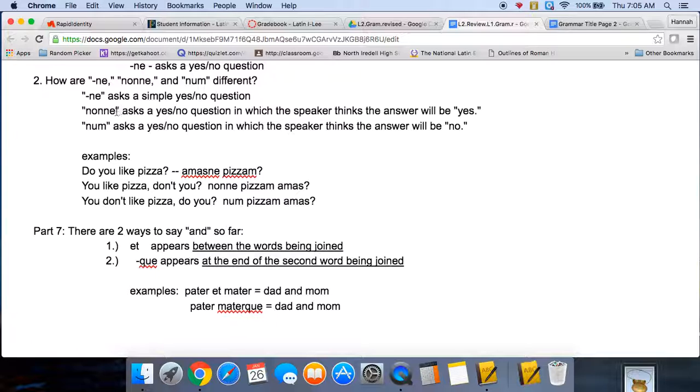If you start the sentence with nonne, then you think the person is going to say yes. You like ice cream, don't you? And then if you start the question with the word num, you think the person is going to say no. You don't like oyster coconut ice cream, do you? Probably not. Okay, and so down here you have some examples using pizza. Pizza is not a Latin word. I'm using it as if it were.